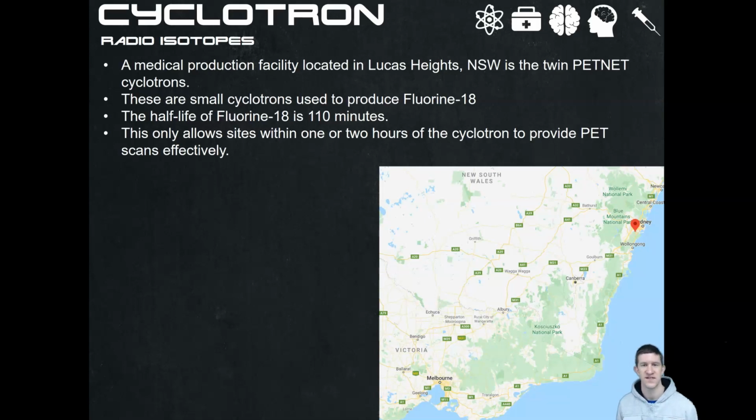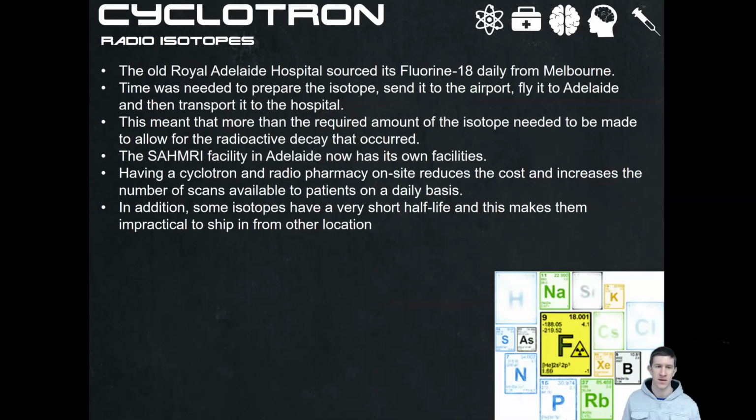A medical production facility located in Lucas Heights, New South Wales is the twin PETnet cyclotrons. These are small cyclotrons used exclusively to produce the fluorine-18, but the half-life of fluorine-18 is 110 minutes. So this only allows sites within about 2 hours max of the cyclotron to be able to provide PET scans. So ordinarily we would have to send people up to New South Wales to have this scan because it's just not possible to get it down here and use it in time.